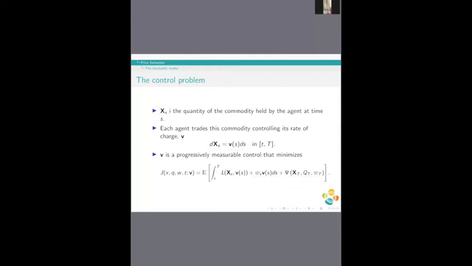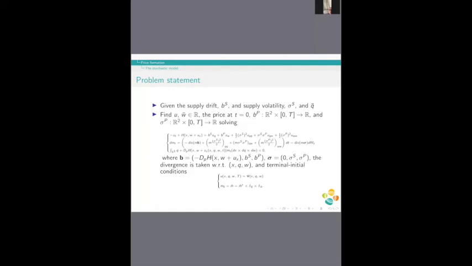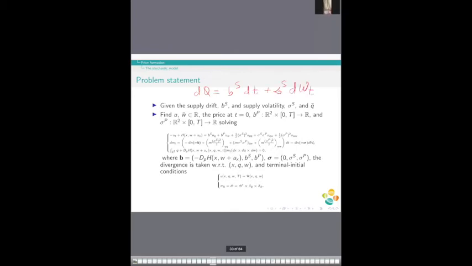Except that now I need to tell you how this thing is going to be solved. And the idea is this. The idea is that you are given a supply drift and a supply volatility. So what we have is that the supply solves a stochastic differential equation, with dW_t. And what you want to find is this.